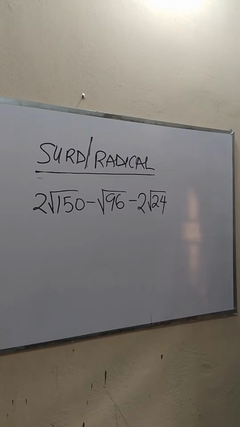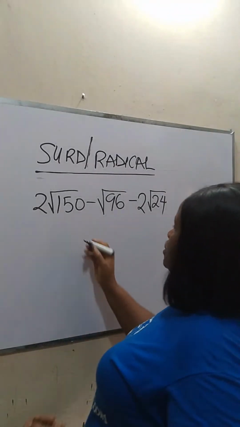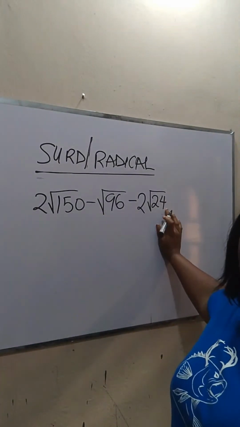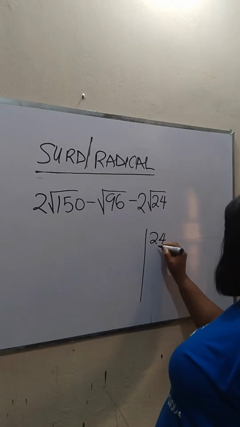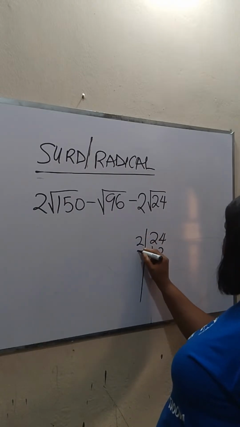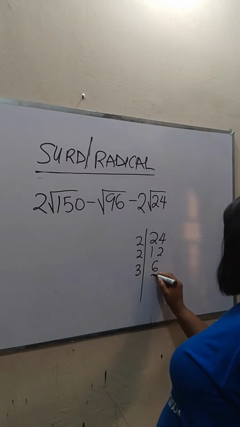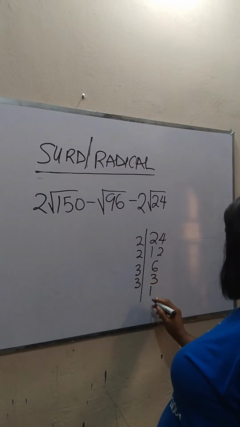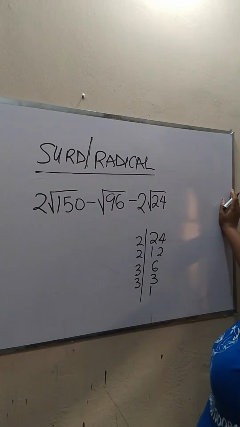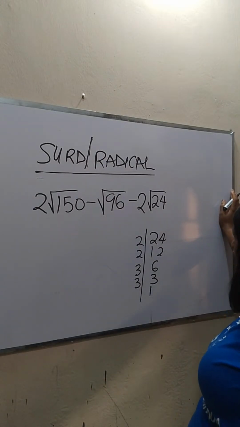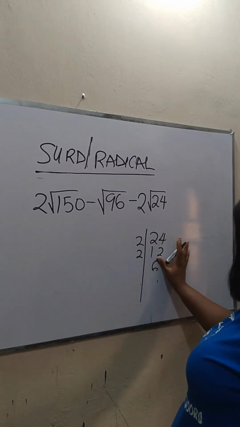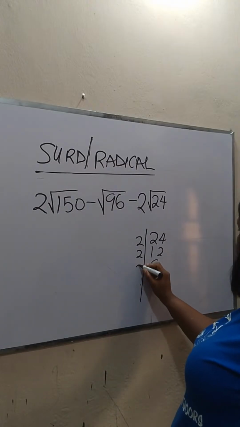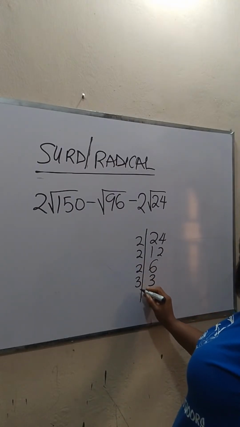So I also want to solve this particular question. All right. So to do that, we are going to start with the smallest number so that we can get the clue to this question faster. All right. So we're going to do 24 divided by 2. We have 12. Divided by 2, we have 6. Divided by 3, we have 3. Divided by 3, we have 1. Sorry. This is wrong. We have 6. Divided by 2, we have 3. Divided by 3, and we have 1.